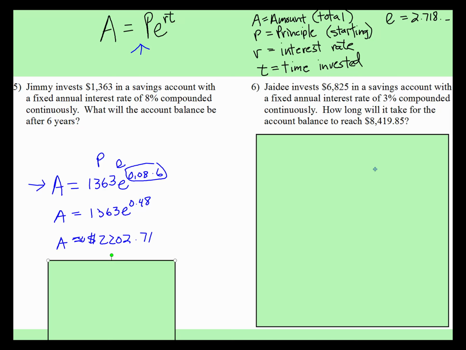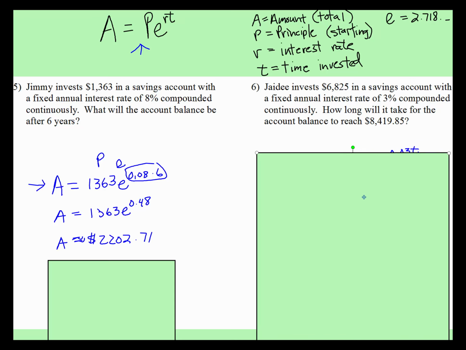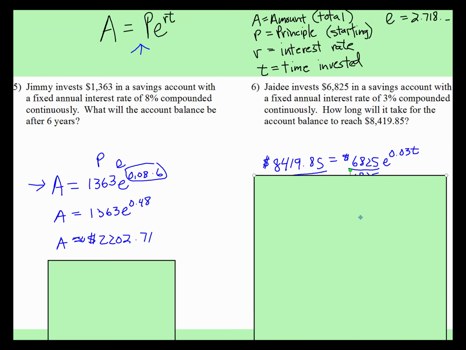Now we're going to go to the next problem where you need to find the time. This one's a little bit trickier. JD invests $6,825 in a savings account with a fixed annual interest rate of 3%, but compounded continuously. How long will it take for the account balance to reach $8,419.85?